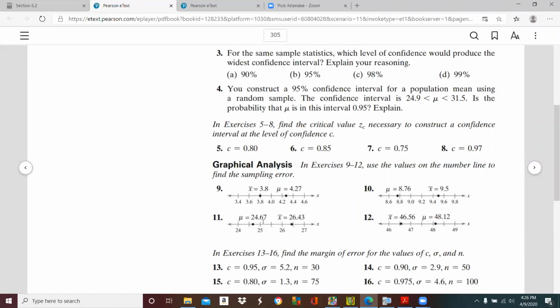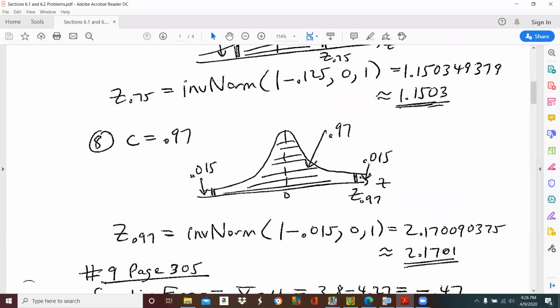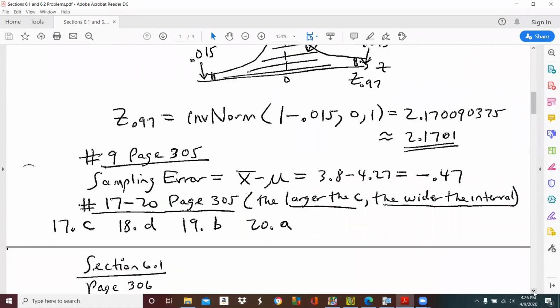Now, it's not on your sheet, but if mu happened to be lower than x bar, then it would still be x bar minus mu. It'd be 26.43 minus 24.67, and that would be 1.76, positive 1.76 is your sampling error. Okay, so hopefully that is clear to you. All right, and again, I just did the one there. Now, problems 17 to 20 on the same page are sort of a matching problem. Let's take a look at it.